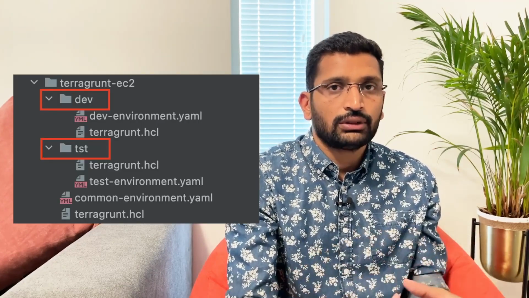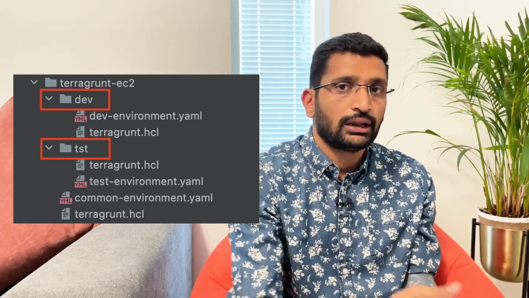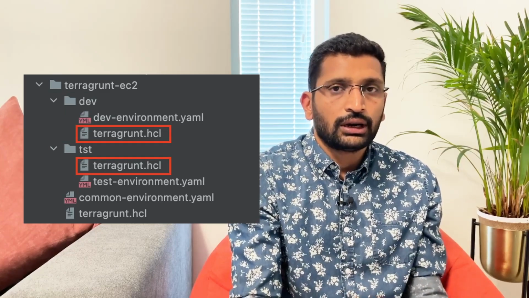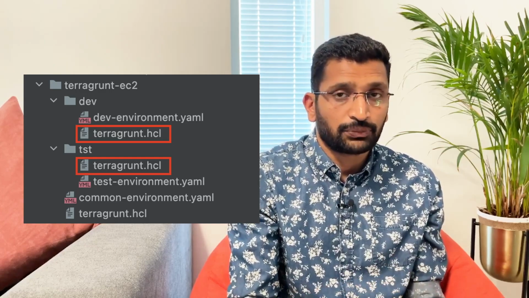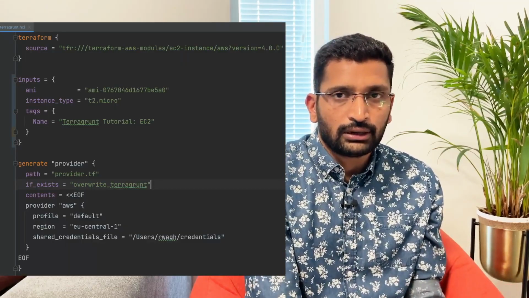So for that, what we are going to do, we are going to create two environments. If you are working with a Terragrunt workspace, then you need to create two directories, one for development and another one for testing. And in each directory you need to create an HCL file that will contain your Terragrunt configuration. So just create two files inside each directory. And let's take an example of the development HCL file.